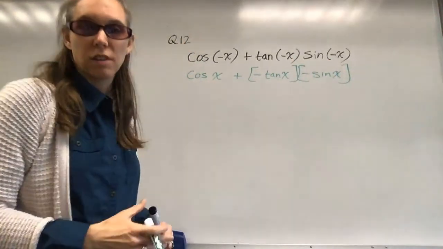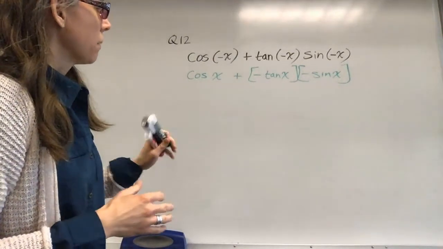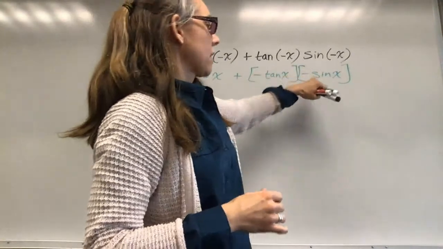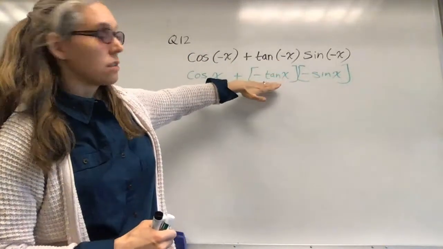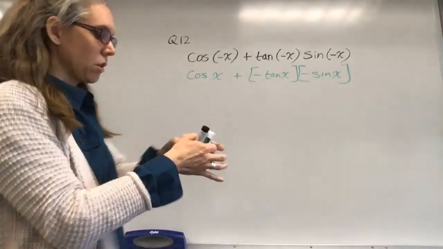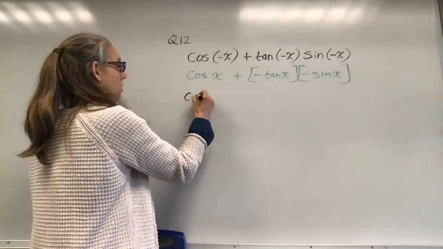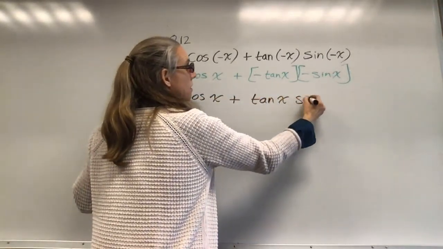I could have used parentheses instead of brackets. I'm not sure why I used brackets, but anyway, they're fine. Now this negative and this negative will cancel. Don't skip that step because that step illustrates the use of the identity. Then we're going to end up with cosine x plus tan x sine x.